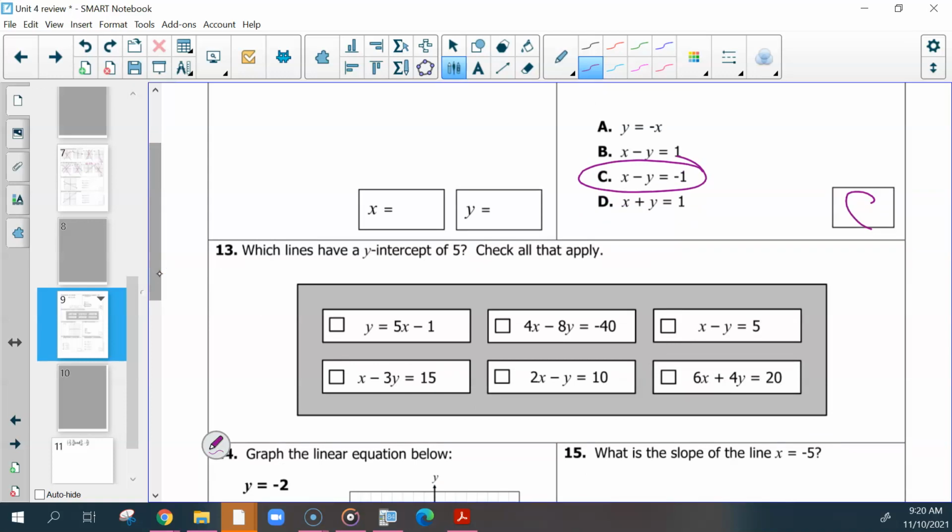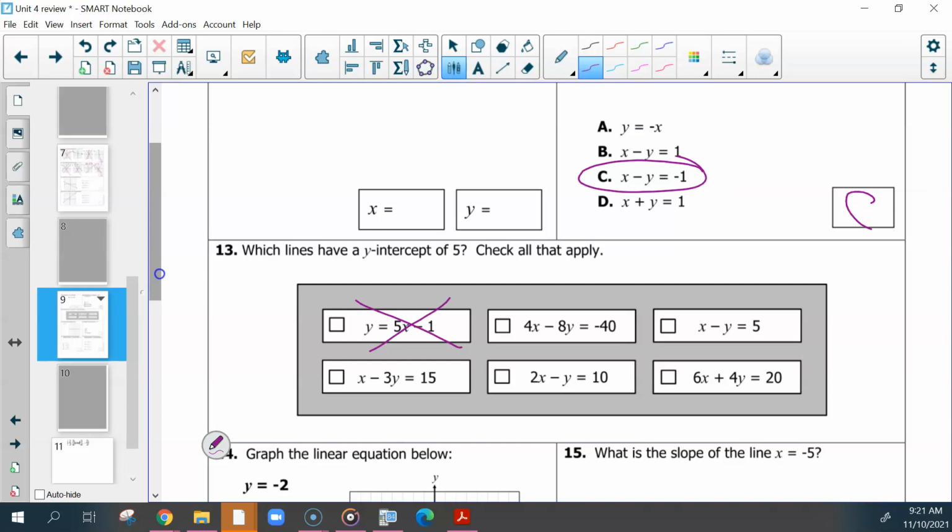And then for 13, it's asking which lines have a y-intercept of 5. If it's in slope-intercept form already, you could easily see if it has a y-intercept of 5. So like, there's only 1 here. This one does not have a y-intercept of 5. Your b is not 5, so we can get rid of that one.